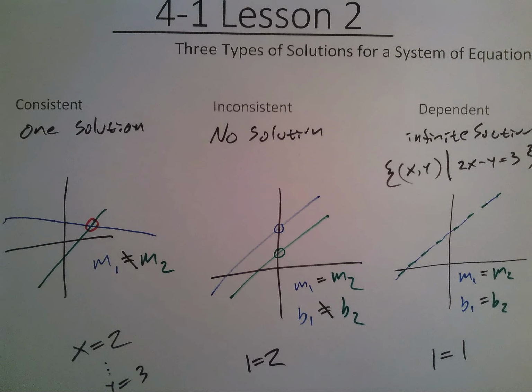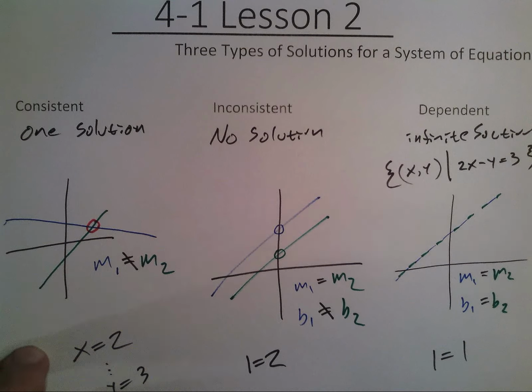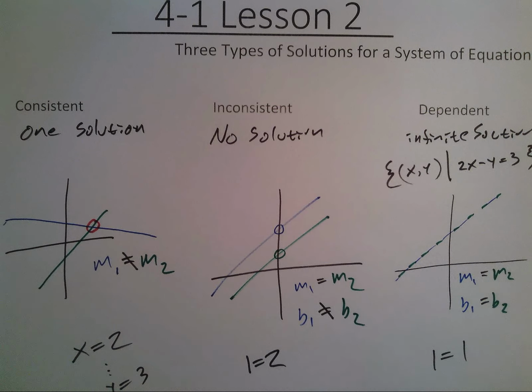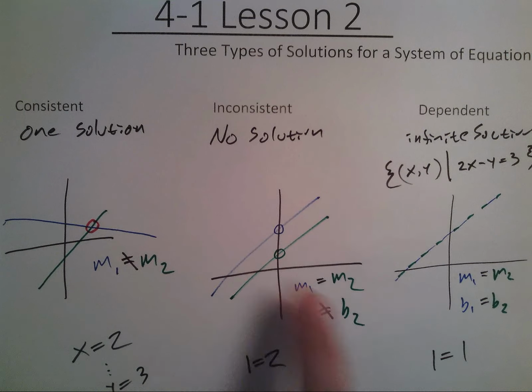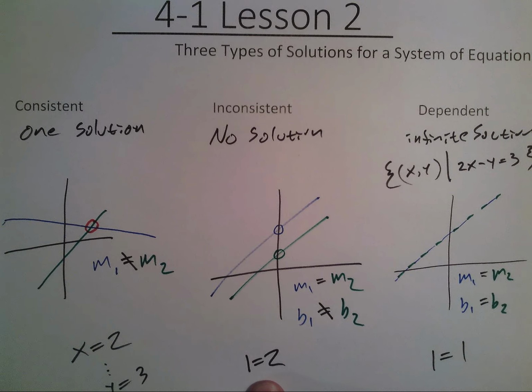Okay. So, those are the three types of systems that you run across. Consistent for one solution, you get an x and a y value. You get that one point where they cross. Inconsistent, you end up with parallel lines, so the slopes are the same, but the intercepts are different. And if you're working it out algebraically, which we'll do in the next videos, you end up with something like 1 equals 2. You get an impossibility, you get an absurdity.